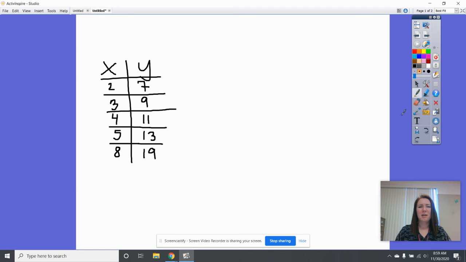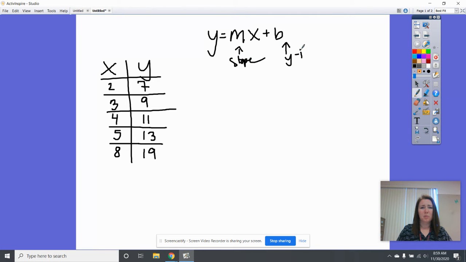Hi, today we're going to talk about how to write the equation given a table. So we know our equation is going to be y equals mx plus b, where m is the slope and b is the y-intercept, just like when we have a graph. The problem is that finding the slope takes a little bit more work when we can't just count rise over run. Our slope is normally rise over run.